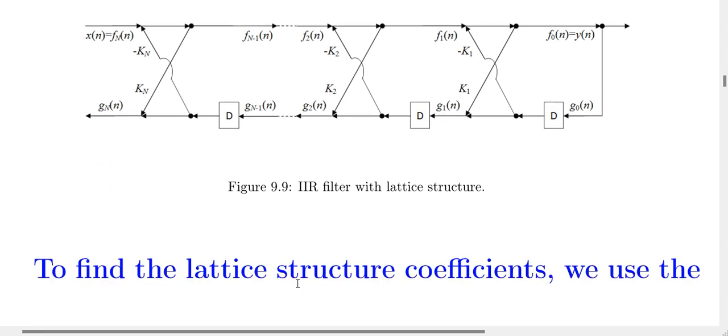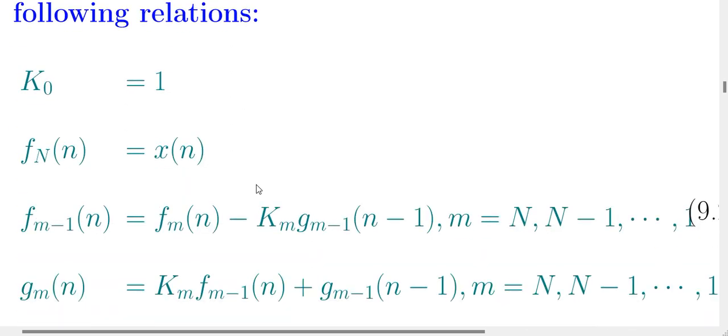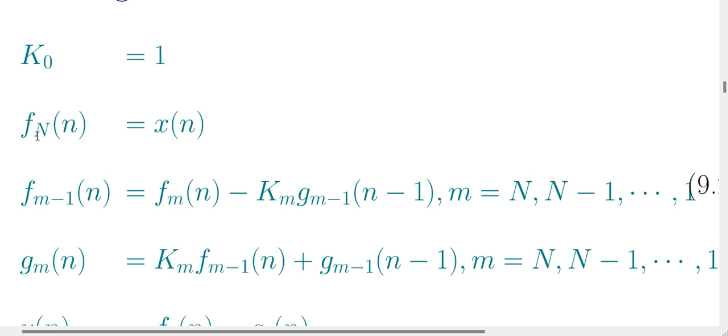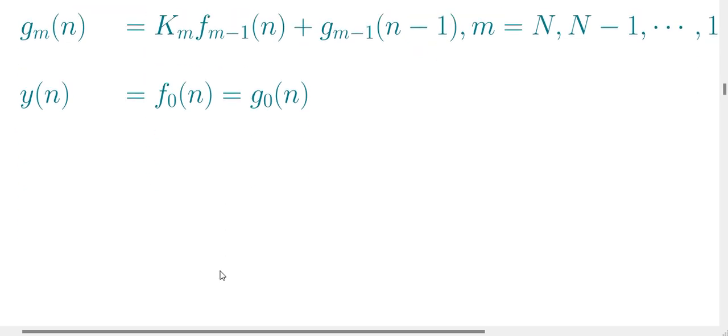To find the lattice structure coefficients, we use the following relations. K0 being equal to 1, Fn of n equals x of n, Fm minus 1 of n is equal to Fm of n minus Km times Gm minus 1 of n minus 1, and Gm of n is equal to Km times Fm minus 1 of n plus Gm minus 1 of n minus 1, and y of n will be equal to f0 of n, which is equal to g0 of n.